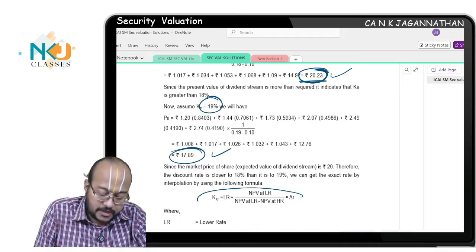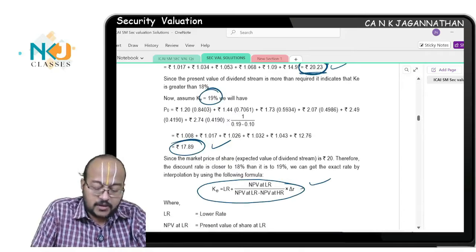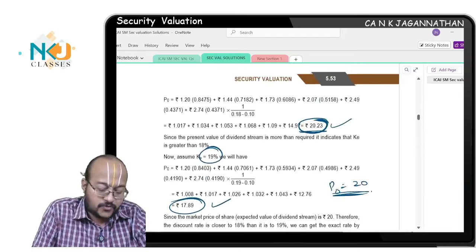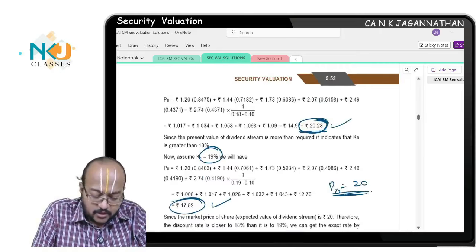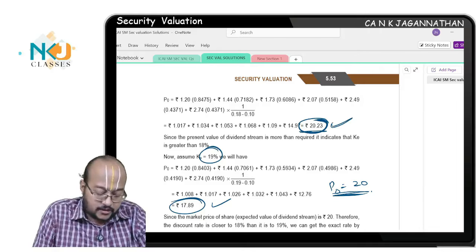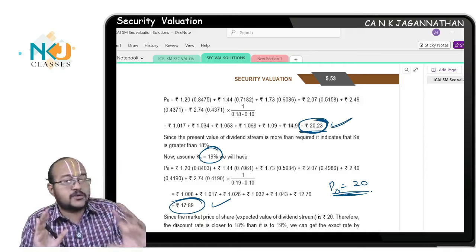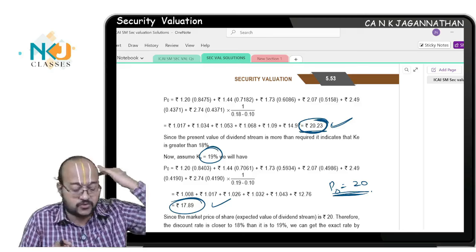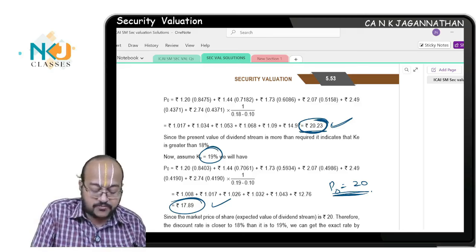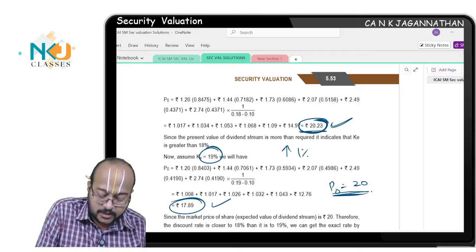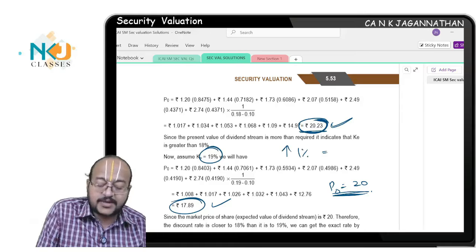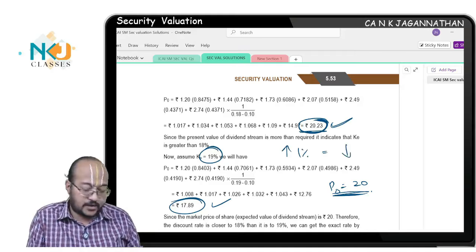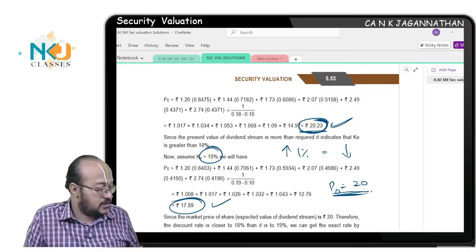And then you do the interpolation and find out the exact KE that equates the price P0, which we know is 20. At a KE of 18%, 20.23 is the P0. The KE, or discounting rate, and the value are inversely proportional. If you increase the discounting rate, the value will be reduced. If you increase the KE by 1%, the price decreases by 20.23 minus 17.89.